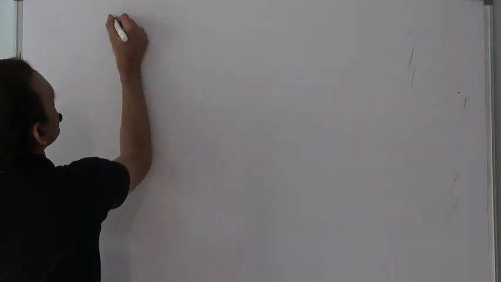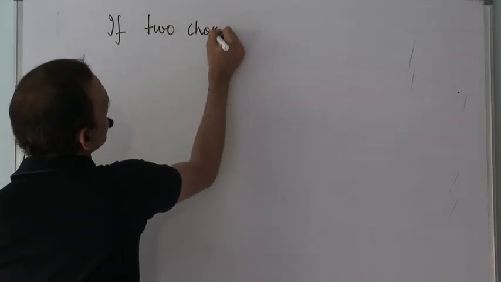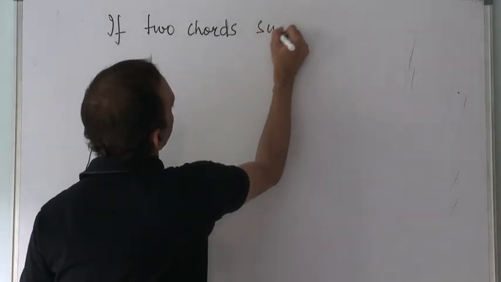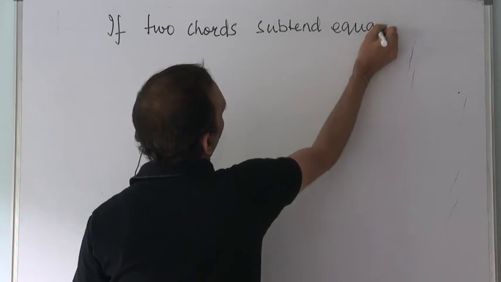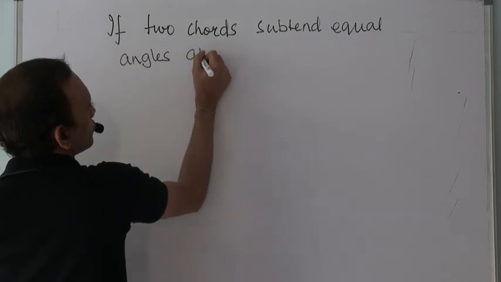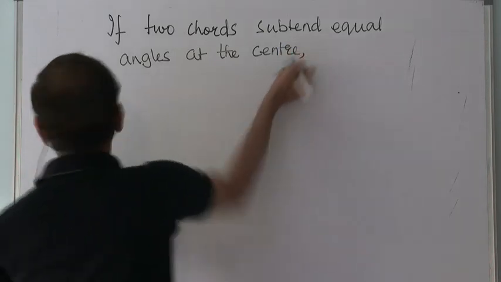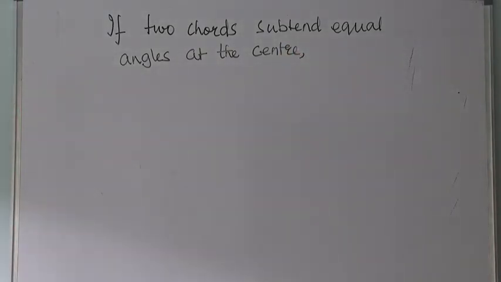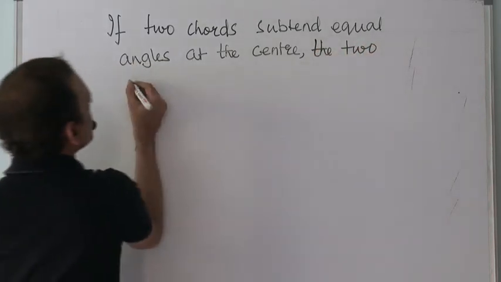The converse of this property meaning, if two chords subtend equal angles at the center, then the two chords must be equal in length.